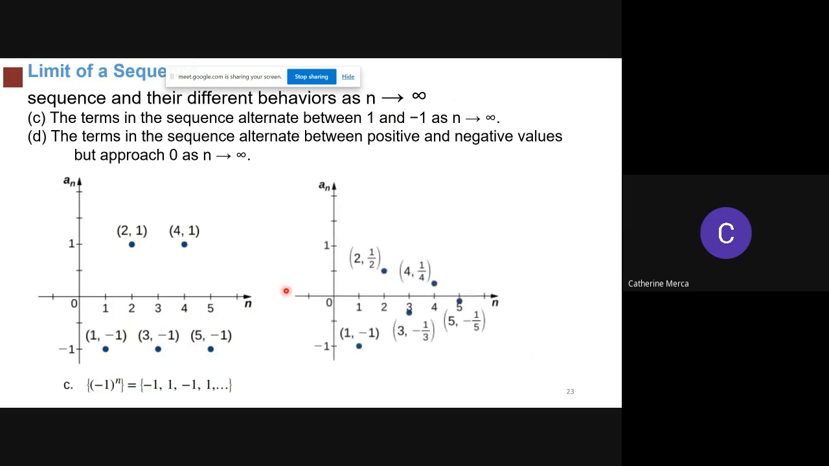But the other one, although pabalik-balik siya, mag-alternate siya, naa siyang padulungan. The terms in the sequence alternate between positive and negative values but approach zero. Diba? Mag-approach siya sa zero. Yeah, limit is 0, as n approaches infinity. Correct.